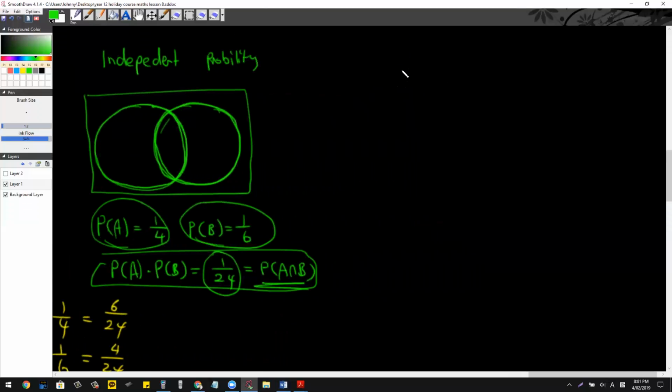Let me talk about dependent probability. So this gets very interesting.